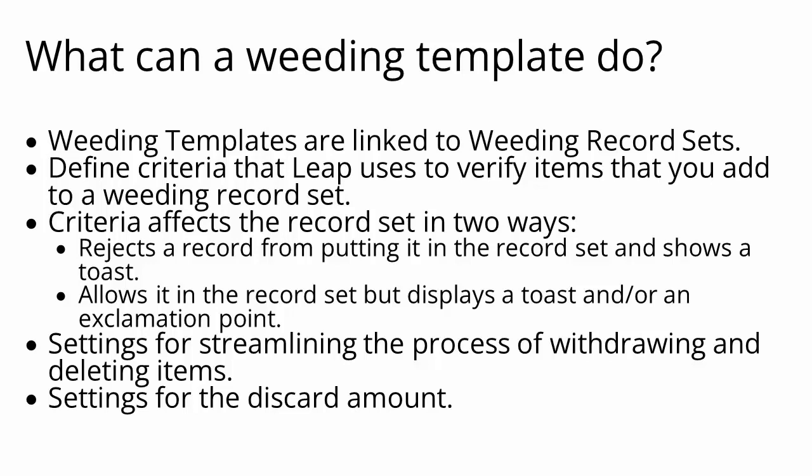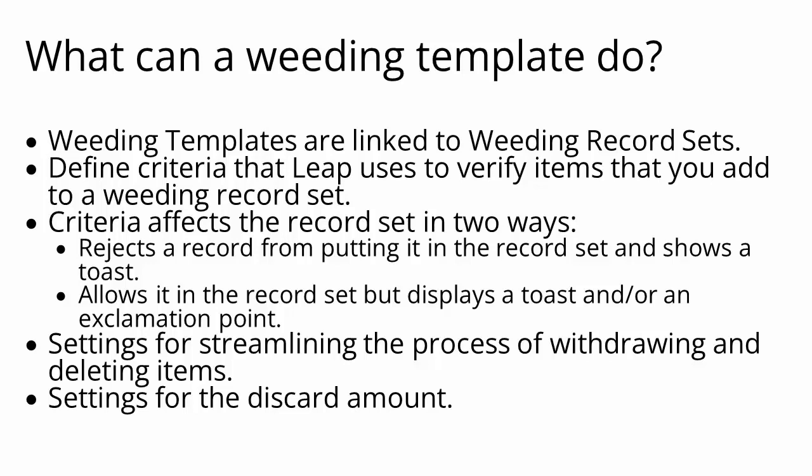It will reject some items from the record set entirely and display a toast, like if it is for the wrong branch. However, there are other settings that will allow the item in the record set but will alert you to the potential that you may not want it with a toast and exclamation mark. This can happen if it is the last copy or if it doesn't fit within the date range that you specified for withdrawing. You can still decide to weed these if you would like.